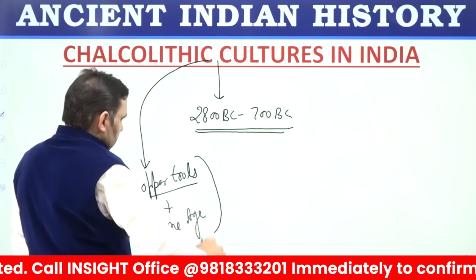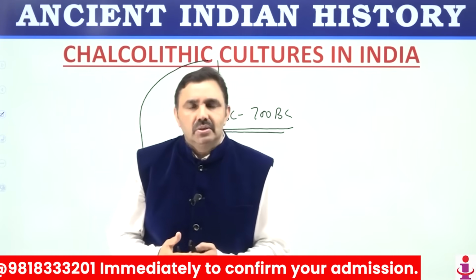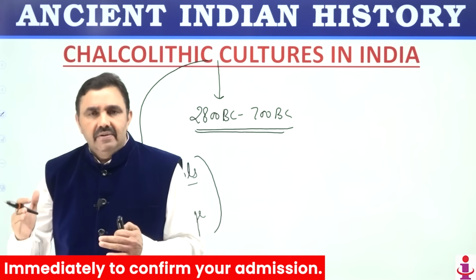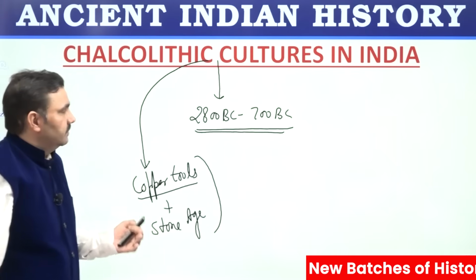Chalco means copper, lithic means stone. So Chalcolithic means copper stone. So this was the phase of life when man used copper tools along with the stone tools.